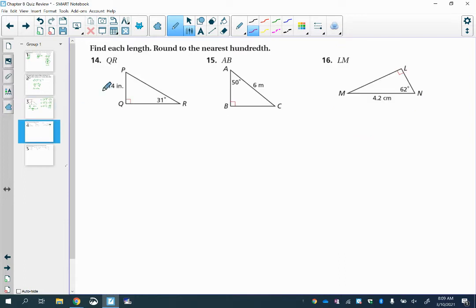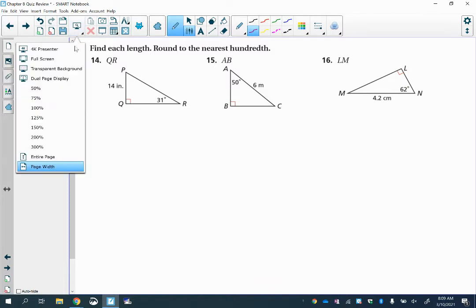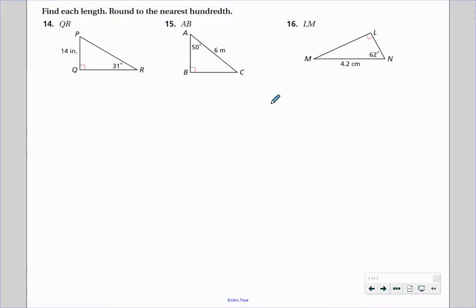Now, the actual meat of this test. So most of this quiz, most of the points on this quiz are going to be based on using trig ratios. Okay, so the trig ratios, if you'll remember, are sine, cosine, and tangent. All right, and so when we approach these problems, here's how we do it. So number 14, we're looking for QR. QR is right here, so the first thing I do is mark that with an X.